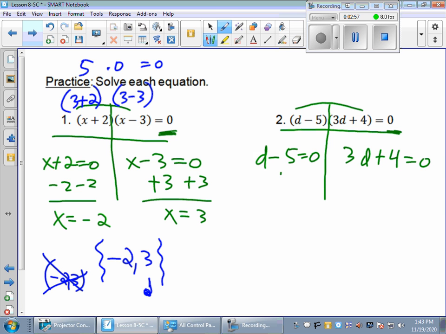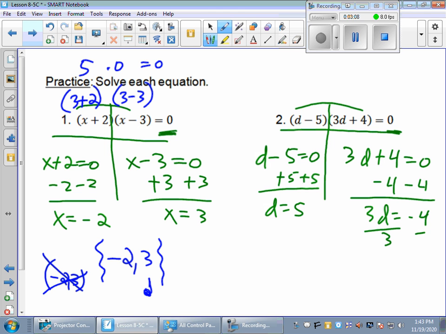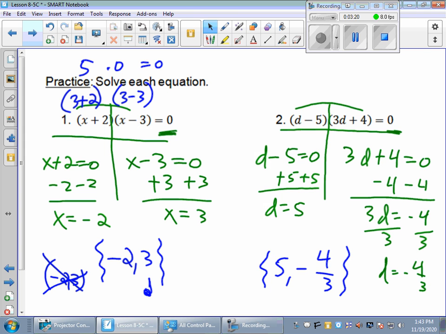So in this case here, we want to add 5 to both sides, so D equals 5. Over here, we subtract 4. 3D equals negative 4. We want to divide by 3, so D equals negative 4 thirds. Final answer again in brace form, 5 and the negative 4 thirds.